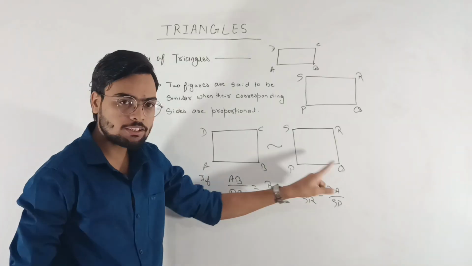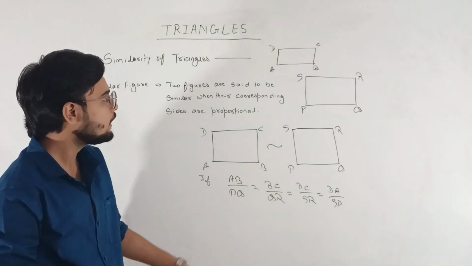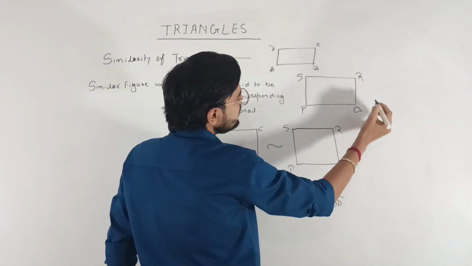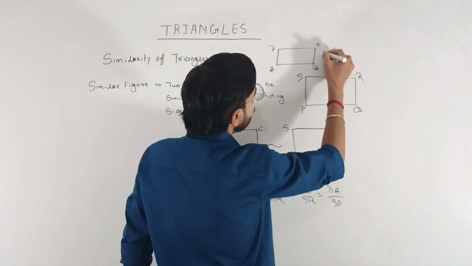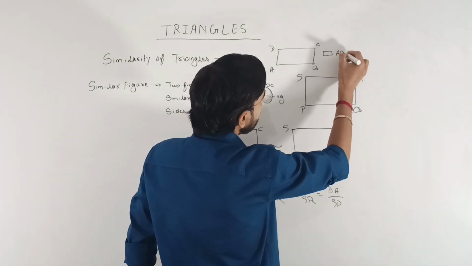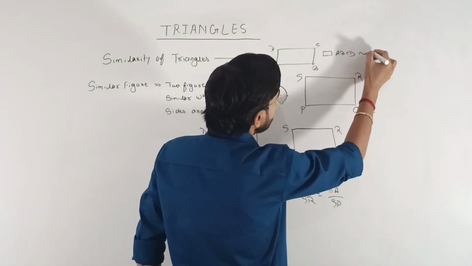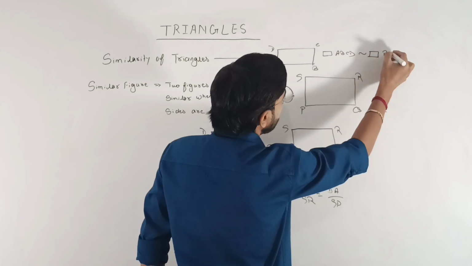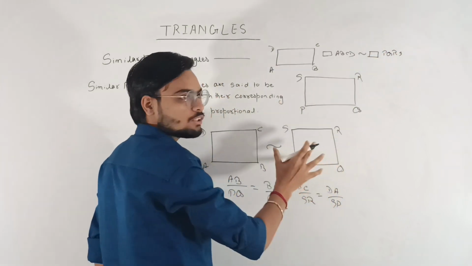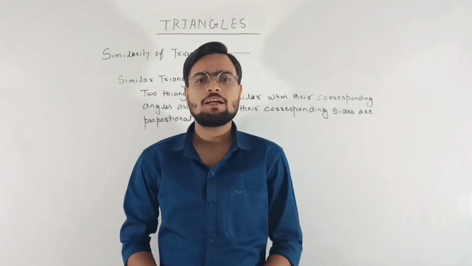are equal, or the ratio of the sides are equal or proportional, then in this case we say these two rectangles are similar. Okay, then rectangle ABCD is similar to rectangle PQRS. Understood? Now we see what are similar triangles.